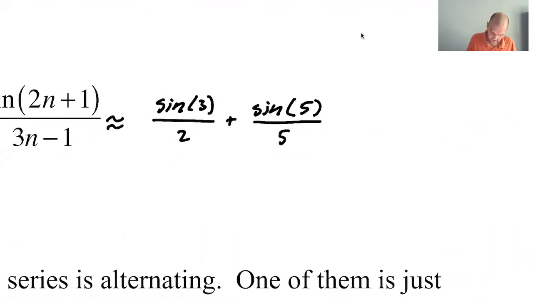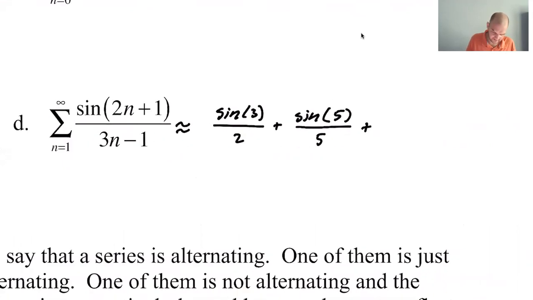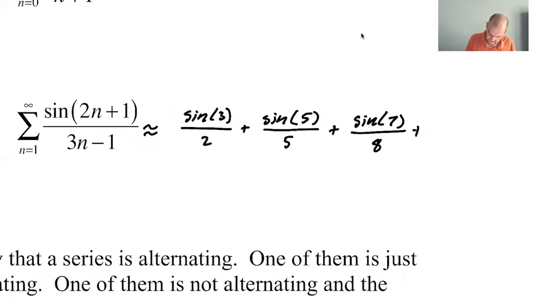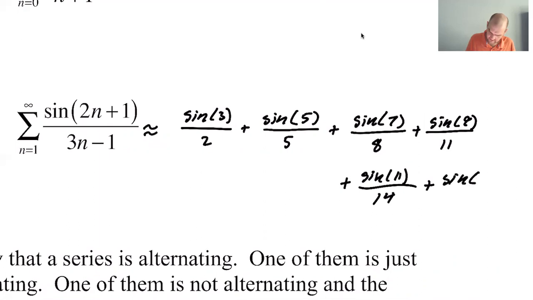That's not always going to be the same. 3 gives sine of 7 over 9 minus 1 is 8. Okay. Then sine of 9 over 11. 1, 2, 3, 4. Sine of 11 over 14. Sine of 13. So it's all the odds over, like I just keep adding 3 in the denominator. It's like a line, right? A linear function, 3n minus 1. So just keep adding 3 once you get the first one.